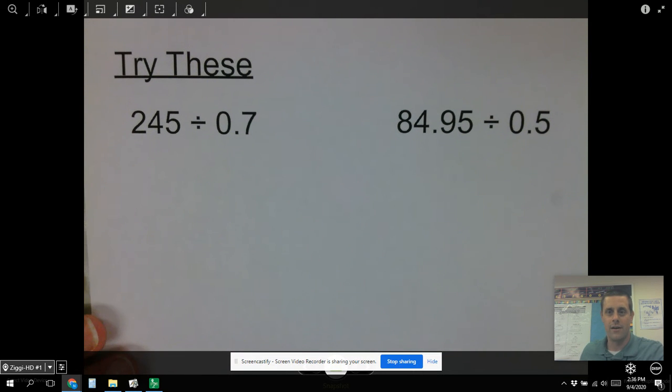My document camera fell. Finally, I have 2 problems I want you to try on your own. Copy these down on your sheet of paper. Pause the video, work them out on your own. Once you've completed both, start playing the video again and check your work.